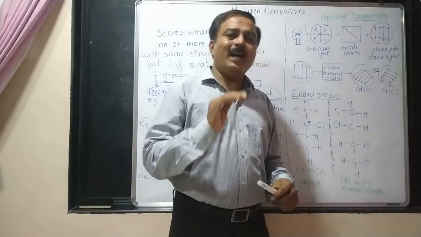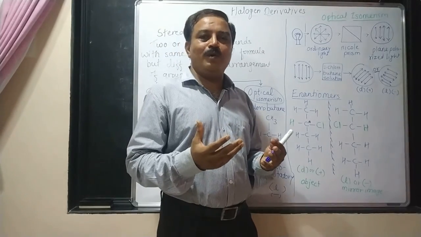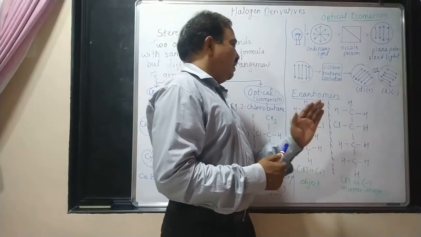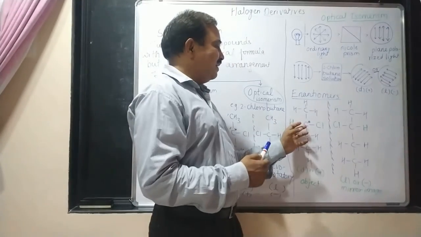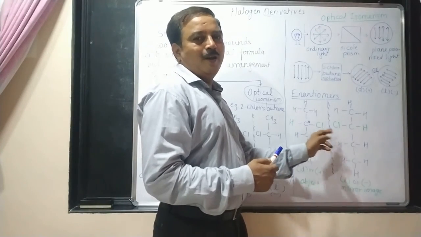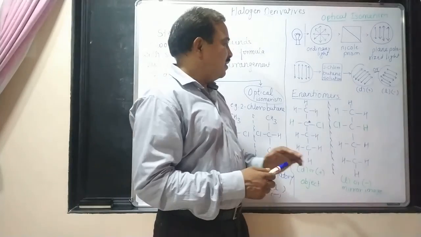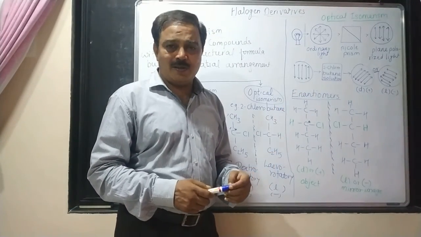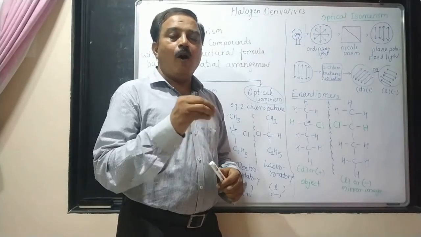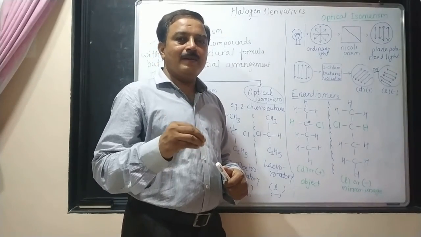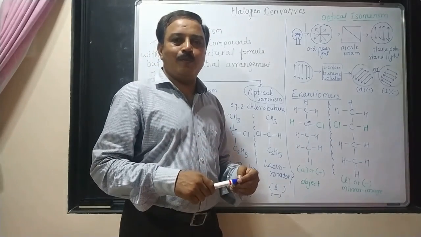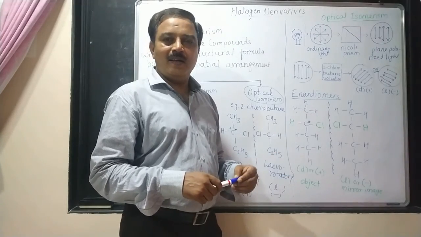Now, once we know what non-superimposable object and mirror image mean, if I take this mirror image and keep it on this, exactly this compound will not match this compound, or this compound will not match the levorotatory one. So therefore they are called enantiomers. Let us try to understand the definition of enantiomers. Enantiomers are optically active compounds whose object and mirror image are non-superimposable. So therefore they are called enantiomers.